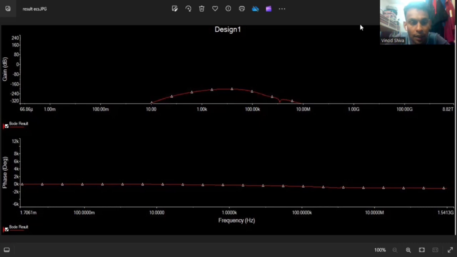I am going to represent my group to explain the results we have gotten from the Multisim. As you can see, I am presenting our graph. The one on the top is our gain plot, and the one on the bottom is our phase plot. I'll go ahead and explain the gain plot first. The y-axis is the gain in dB, and the x-axis is the frequency in hertz.